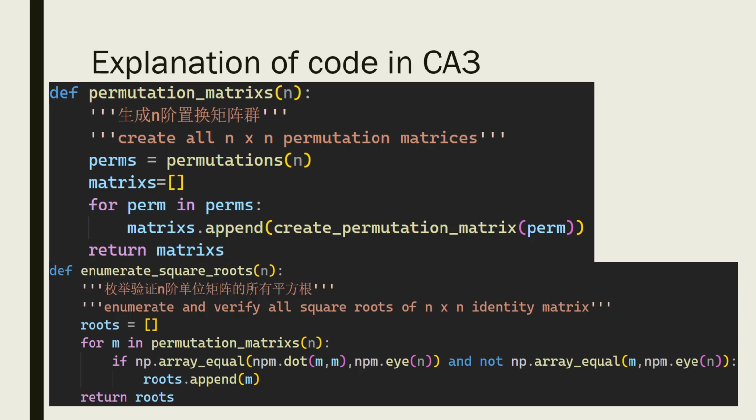And then we have permutation matrix. This function simply aggregates the previous steps. It generates the complete group of permutation matrices. For an input n, it returns a list containing all possible matrices. Finally, the core logic resides in enumerate square roots. This function performs a brute force verification. It iterates through every matrix in the group and checks if it's a proper square root.